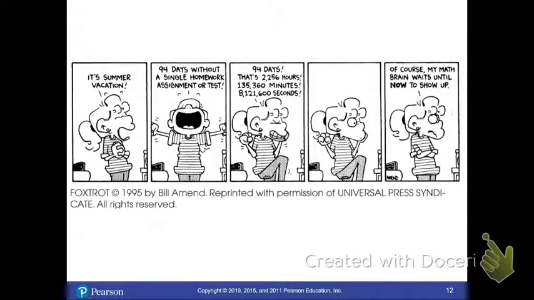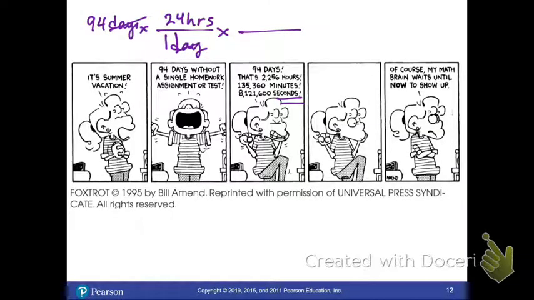All right, so we're going to start off with what we're given. We got 94 days of summer vacation. And our goal is she ended with seconds, so we want to see if her numbers are correct. So we know that 1 day is equivalent to 24 hours. Now if I cancel my days, my solution is in hours, but we're trying to get to seconds, so we need to keep going. We know that 1 hour, and notice I'm putting the ones that I want to cancel in the denominator so they'll go away, is equivalent to 60 minutes.